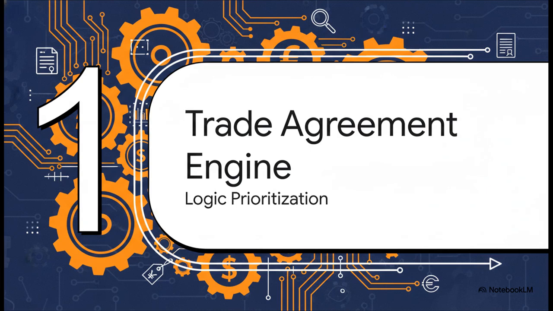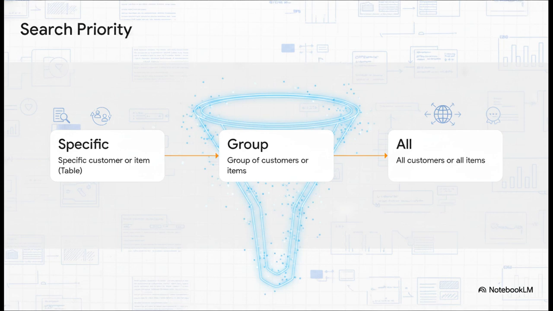Section 1, the trade agreement engine and logic prioritization. So the absolutely crucial point here is understanding the engine's combination priority funnel. The search logic always prioritizes from hyper-specific down to broad. First, it looks for a specific table, like a specific account matched with a specific item. If it doesn't find a match there, it widens the net to a group. And if that still fails, it falls back to all.